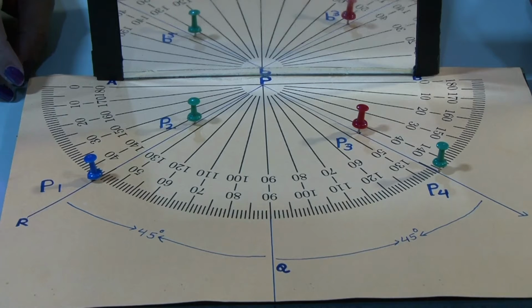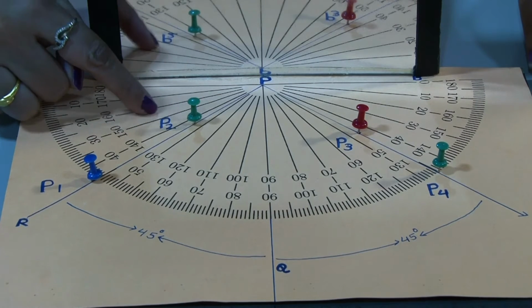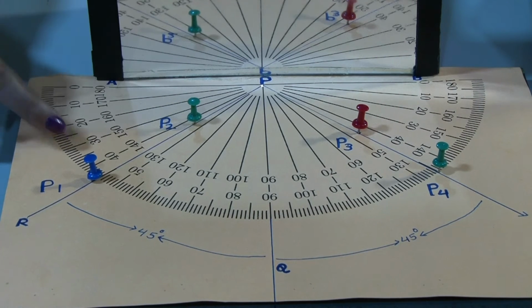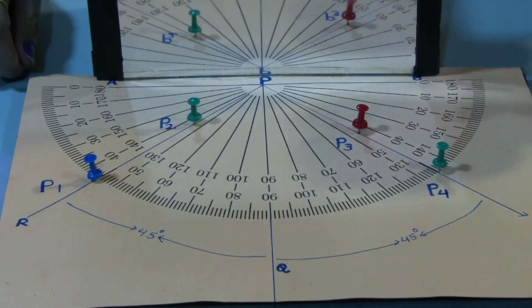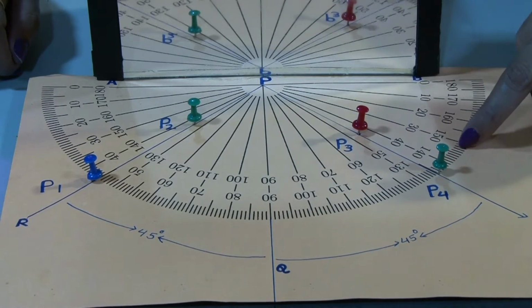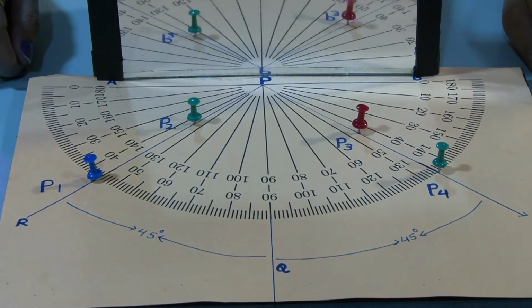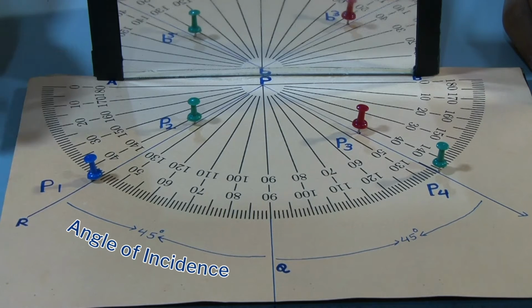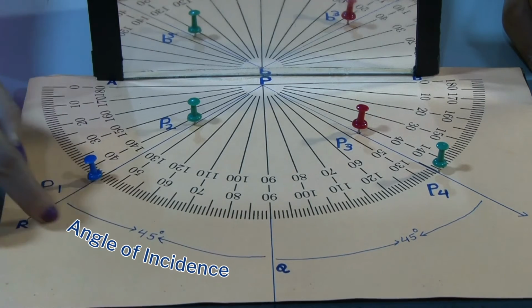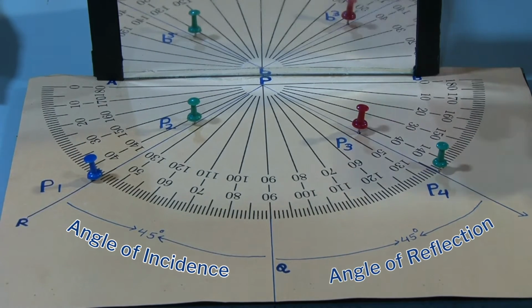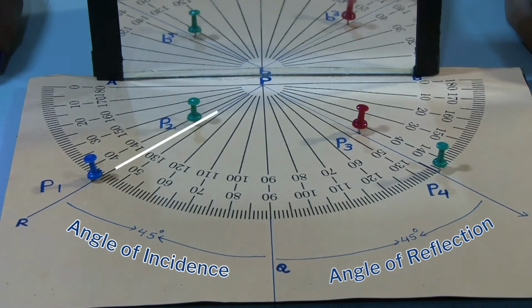The line showing P1 and P2 indicates the incident ray and the line showing P3 and P4 indicates the reflected ray here. We can clearly see that the angle of incidence is equal to 45 degrees and the angle of reflection is also 45 degrees. Thus, the angle of incidence is equal to the angle of reflection.